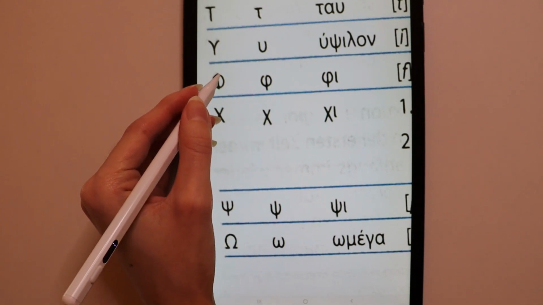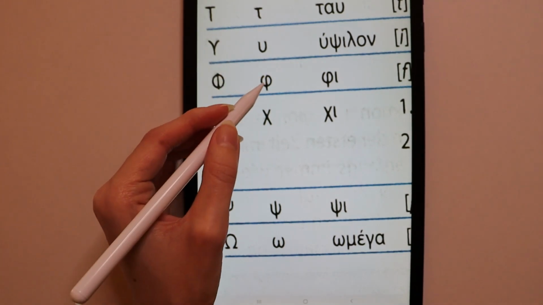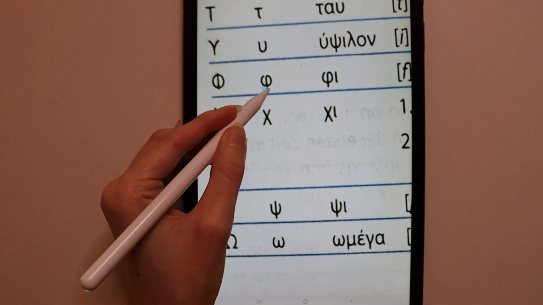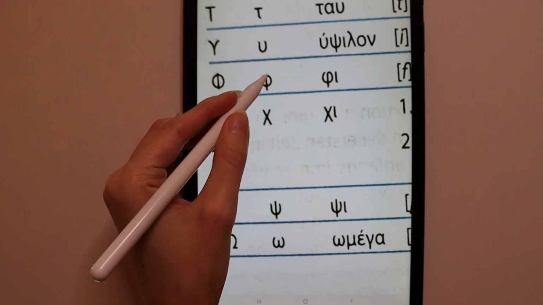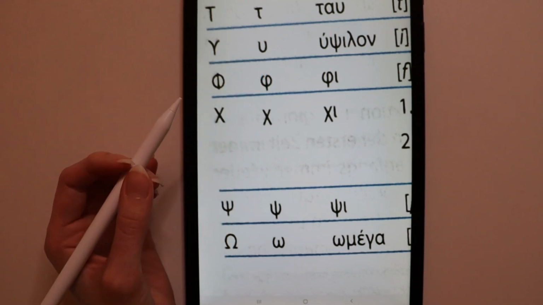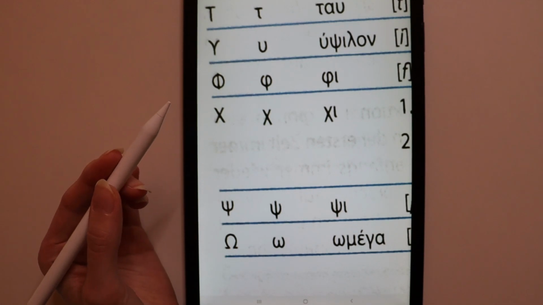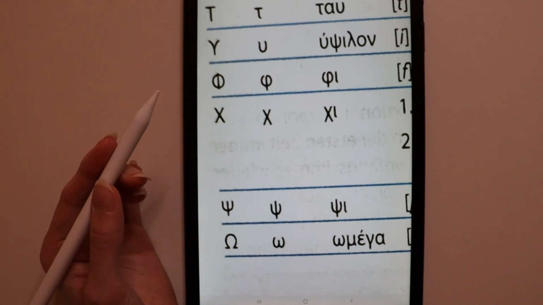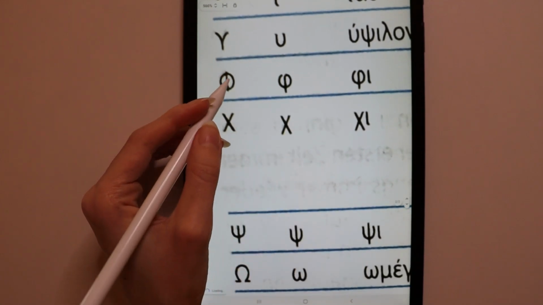Phi. And both forms look kind of similar, but the lowercase letter has this tiny line below it and a small opening over here. And it's an F sound, and it looks just like the F in the Cyrillic alphabet, but not like the F in the Latin alphabet. But it's an F, Phi.